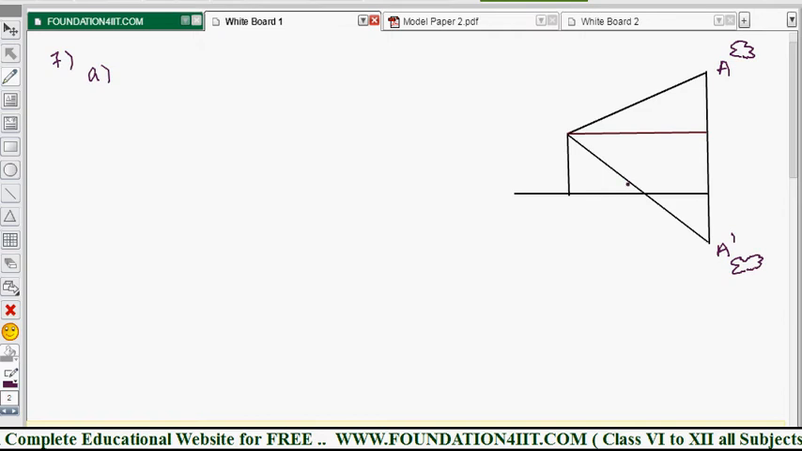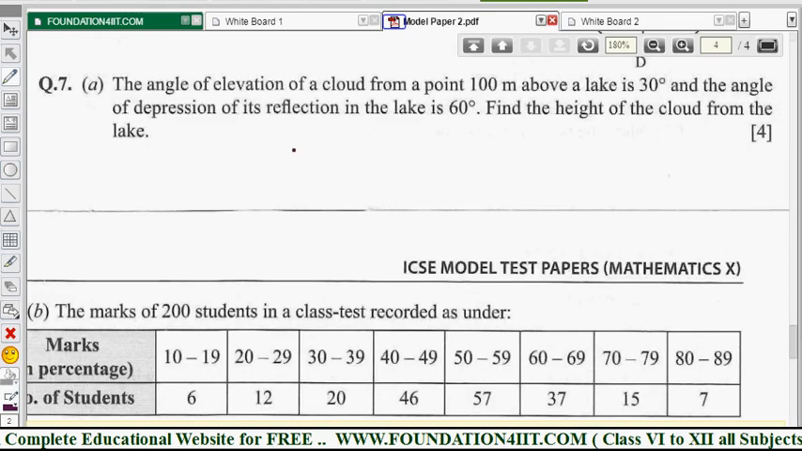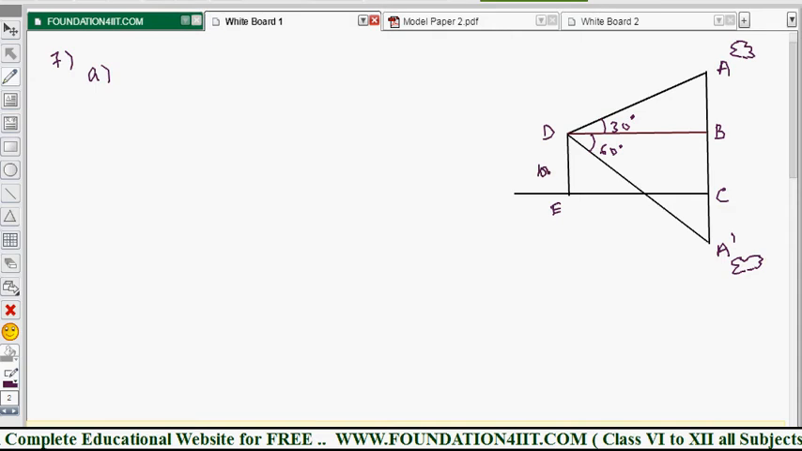Just imagine. Then the height of the cloud from the surface of the lake is AC. Then here is the C, and B and D. Taking these points, the angle of elevation is 30 degrees and the angle of depression is 60 degrees. Now find the height of the cloud from the lake. The angle of elevation of the cloud from the point 100 meters above the lake is 30 degrees. 100 meters above, that means this is 100 meters.